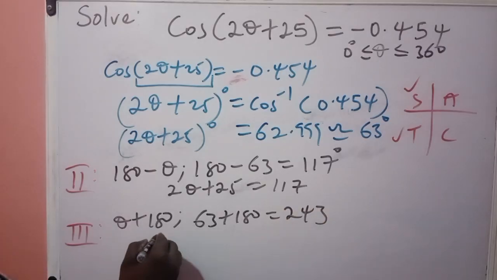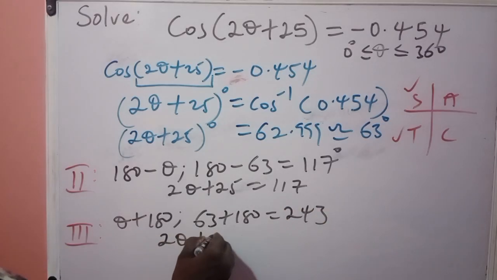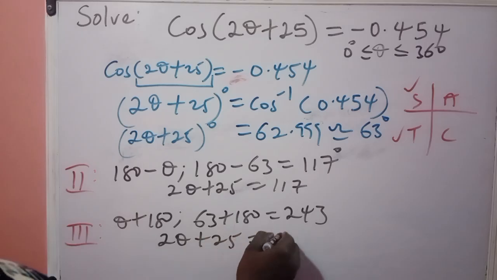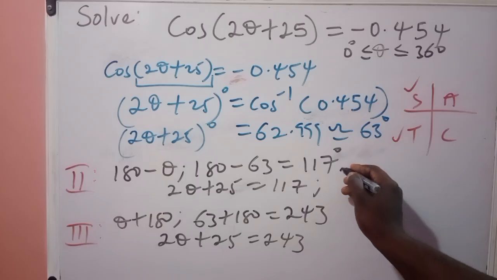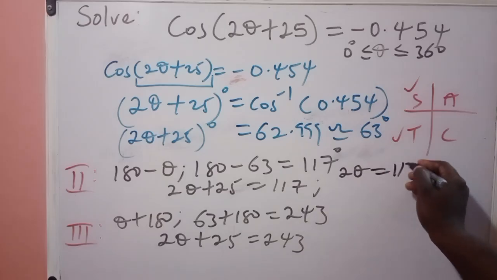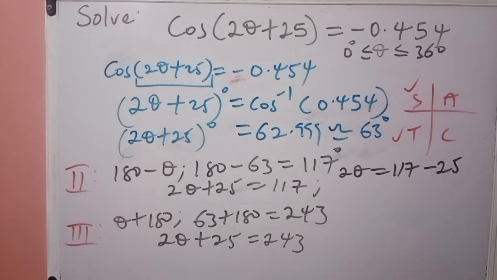Now, don't forget, this 243 is 2 theta plus 25. Now, we have been able to get this angle associated with cos. But when you're trying to solve an equation, you want to find the unknown. So in this case, the unknown here is theta. So we have to then go on to find theta. To do that, you have to say 2 theta is equal to 117 minus 25, and that will give you a value of 92.